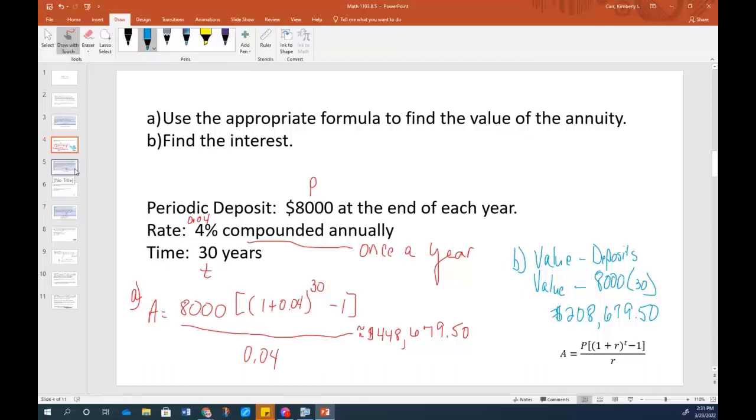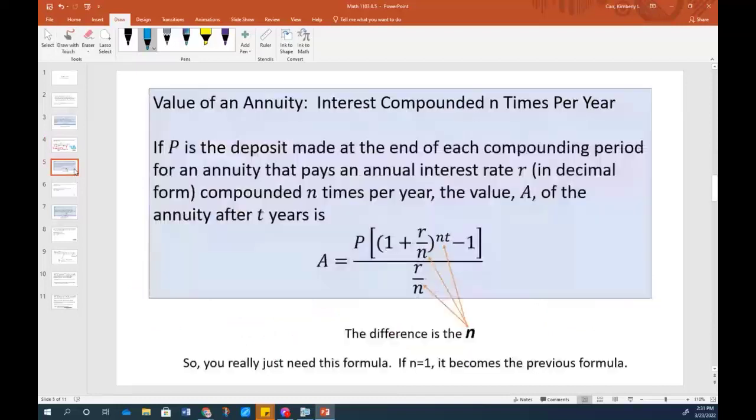Let's look at another type of problem then. What happens if it's not just compounded once a year? What is our formula then? It looks a lot worse, but the only difference in this formula and the previous one is where you see the n. Previously, it only had 1 plus r. Now it's got 1 plus r over n. The previous formula was divided by r, but now it's divided by r over n. And the previous formula only had t as an exponent, but now we have an n up there. So the difference is the n.